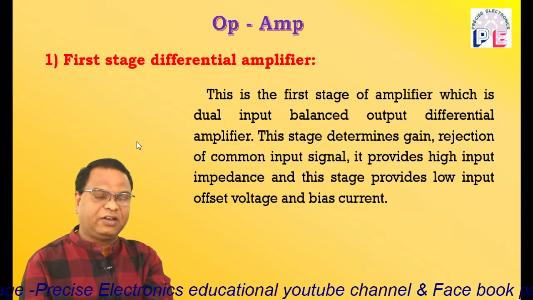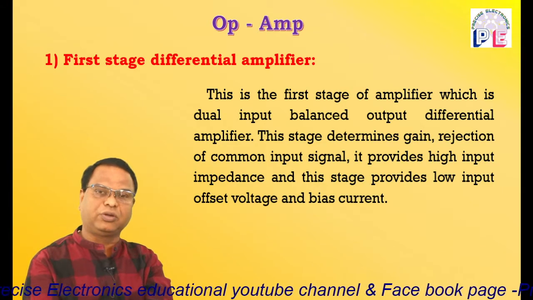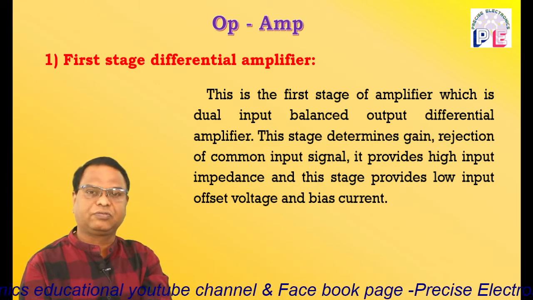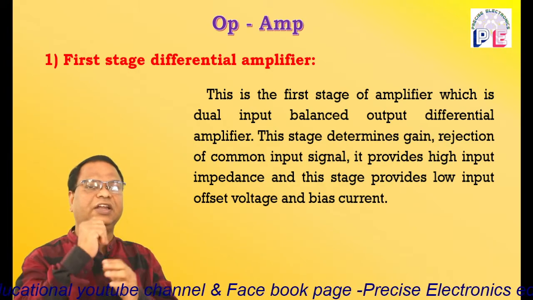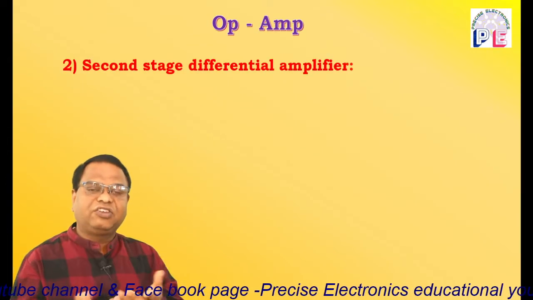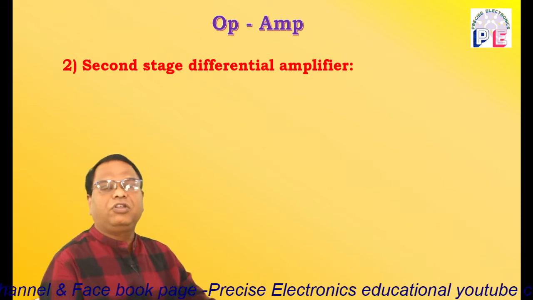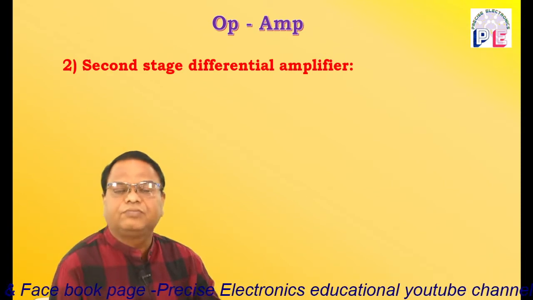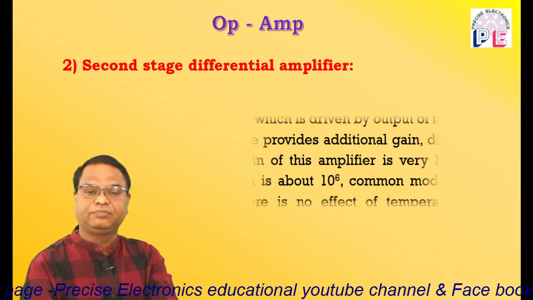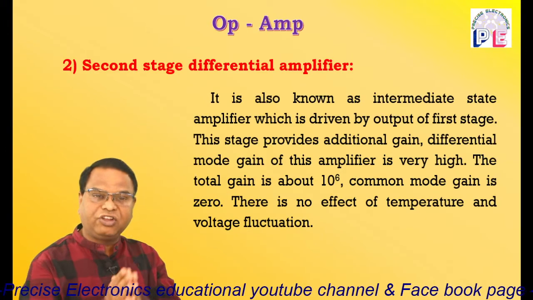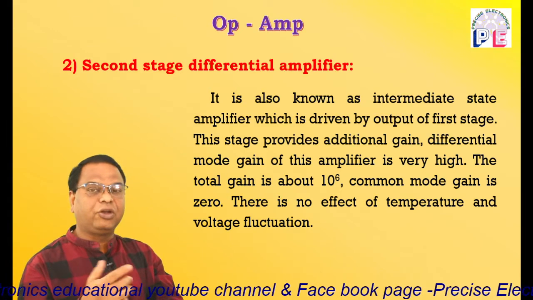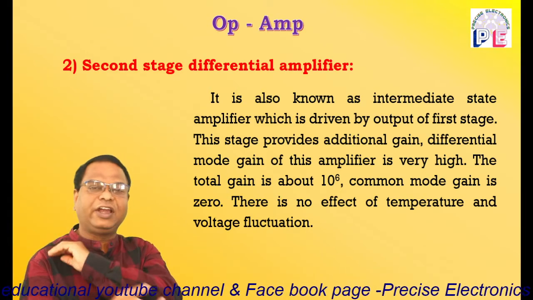Output of this amplifier is double-ended. So there are two output terminals, and these output terminals are connected to the input terminals of the next block, that is the second stage differential amplifier. What is the function of the second stage differential amplifier? The second stage differential amplifier provides the additional gain. Which gain? That is the differential mode gain, because common input is already rejected.